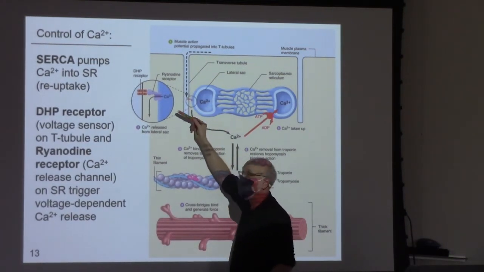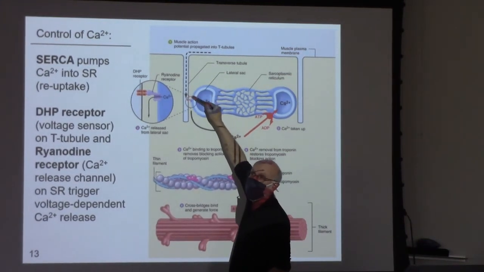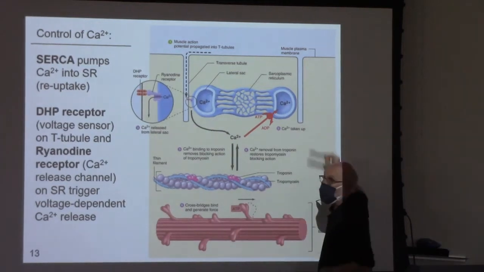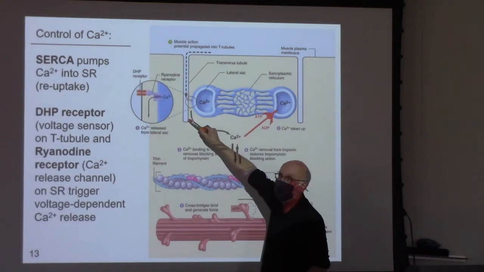And so the action potential, this is contiguous with this, and this expresses voltage-gated sodium channels. So action potentials move into these T-tubules. All of them. Not just this one.